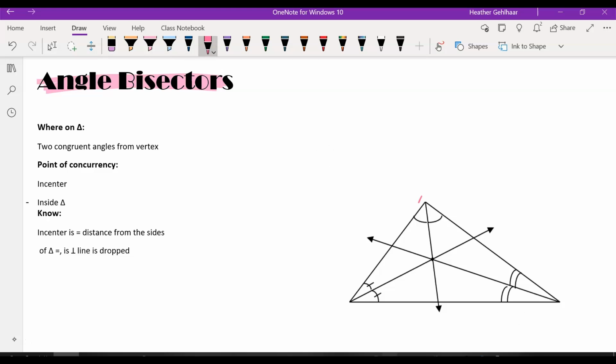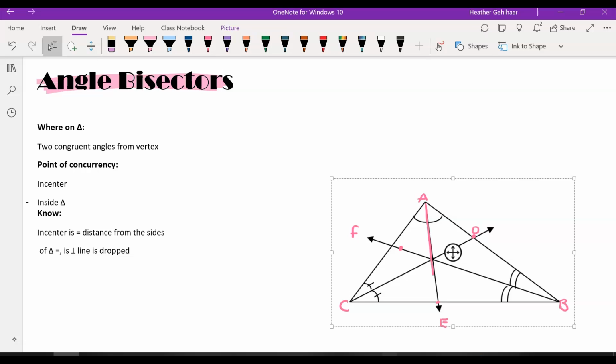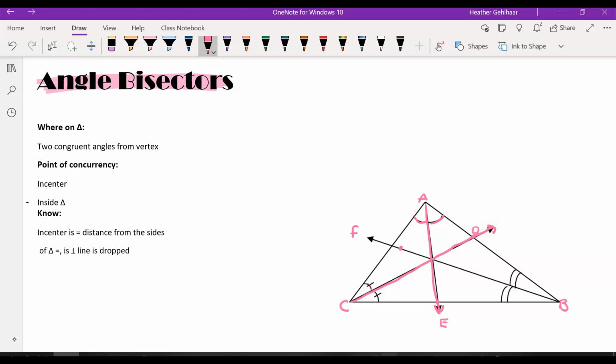So we have here, I'm going to label these A, B, C, and I'll put D, E, F. Okay, so we have here angle CAB is being bisected by ray AE. So that means these two angles are going to be congruent. We also have angle ACB is being bisected by ray CD, so those two angles are congruent. And then again, BF is bisecting angle ABC, so those two angles are congruent.